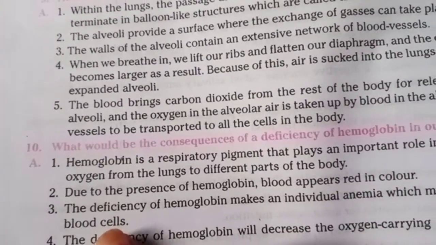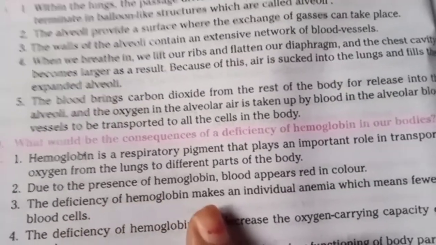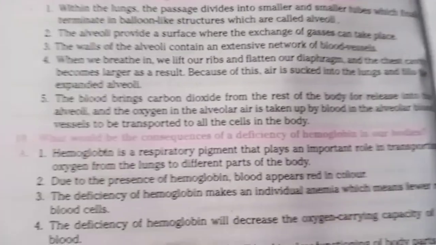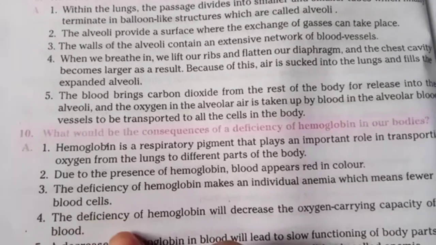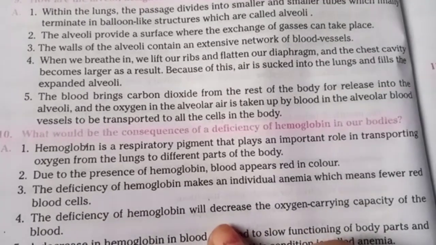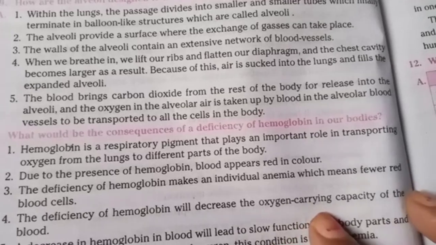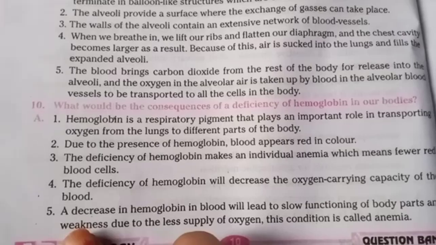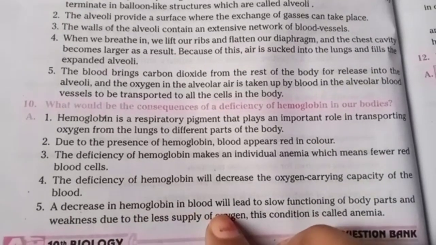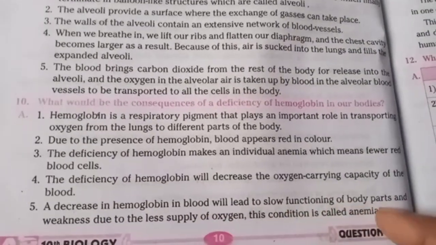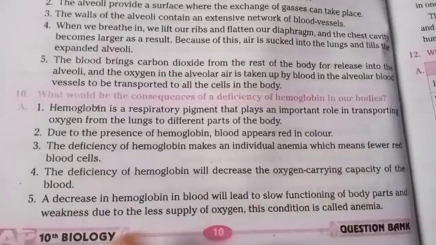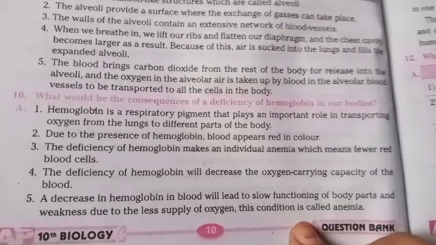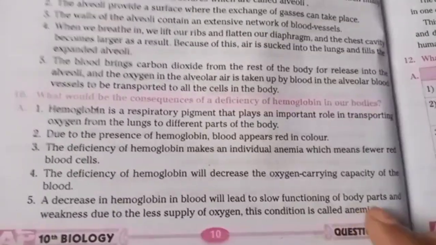Third point, the deficiency of hemoglobin makes an individual anemic, which means fewer red blood cells. Fourth point, the deficiency of hemoglobin will decrease the oxygen carrying capacity of the blood. Fifth point, a decrease in hemoglobin in blood will lead to slow functioning of body parts and weakness due to the less supply of oxygen. This condition is called anemia.